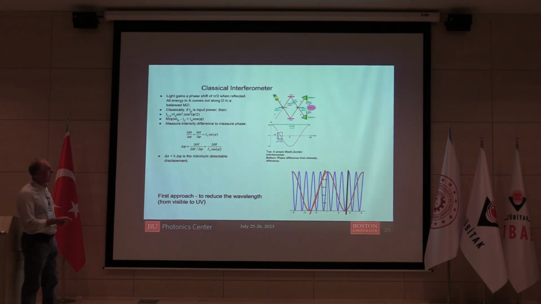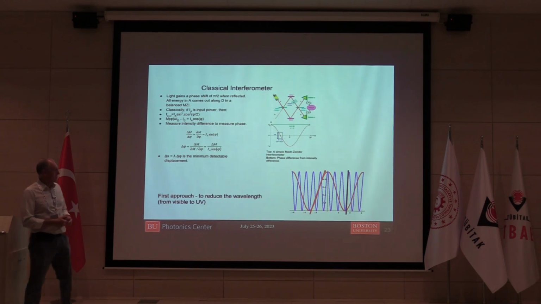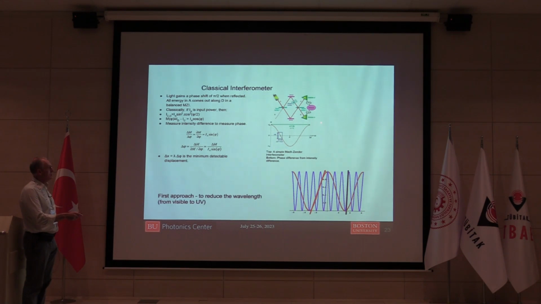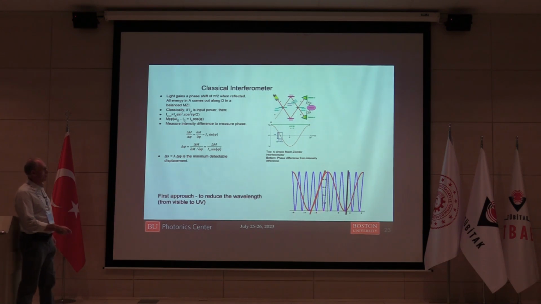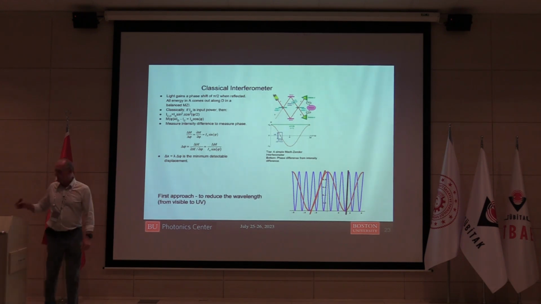So how can we increase the slope? In classical physics, how can we increase the slope in the interferometer? Change the wavelength. That's why all the high resolution interferometric techniques go more and more into the ultraviolet, right? You change the wavelength 5 times, and you have 5 times greater slope here. Can you do something more?